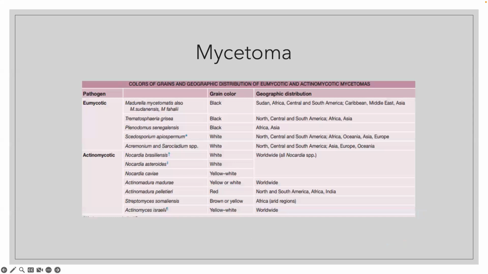I know this is a busy slide. I've just included it because it depicts the different colors of grains found in eumycotic and actinomycotic mycetomas respectively.